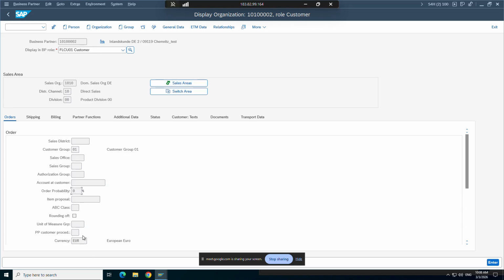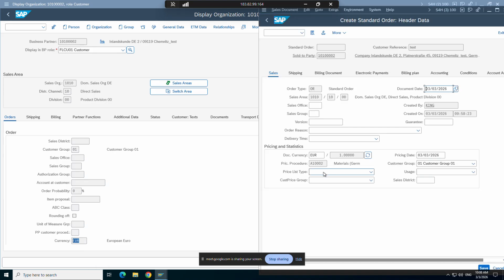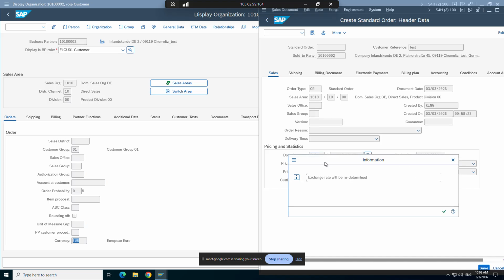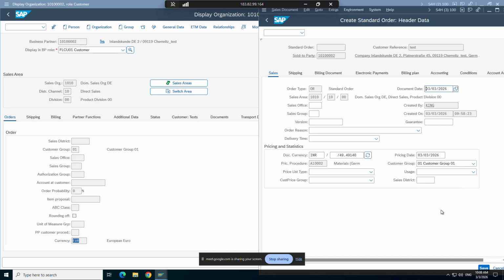Let's say in our case, what currency have we maintained? Euro. Now if you go to the sales order which we are trying to create, you see it has taken euro only. If we change it to INR, assuming that, will the conversion happen in the pricing? Yes, you see that message came: exchange rate will be redetermined. Let's press OK.